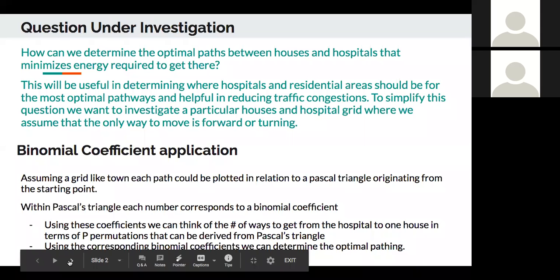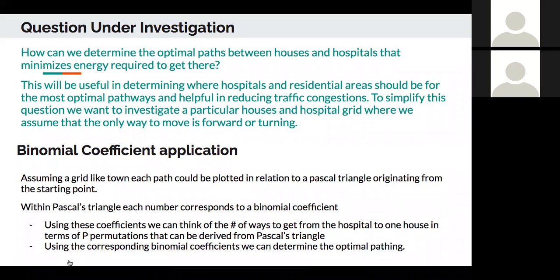Our question under investigation was how can we determine the optimal paths between houses and hospitals that minimize the energy required to get there? But this is a broad question, so we wanted to narrow it down a bit. We decided to investigate a particular kind of house and hospital grid where we assumed that the only way to move is forward and turning.